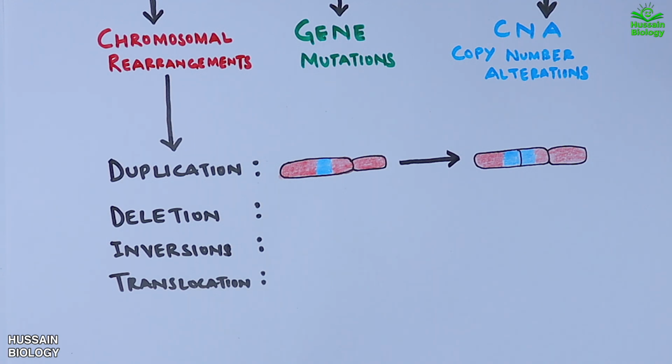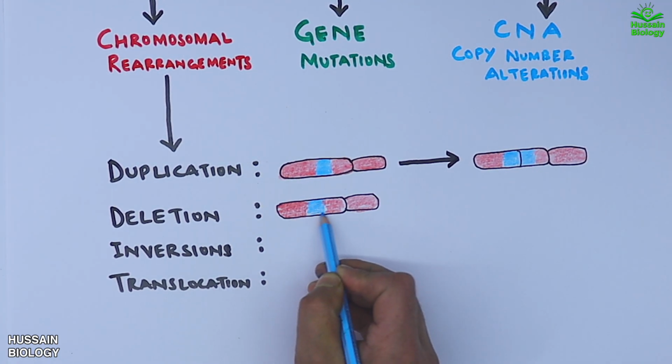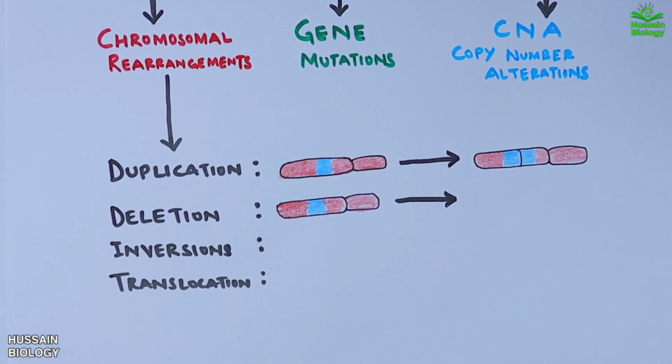Second is deletion. In this case, a segment of chromosome is lost. The image clearly shows that a portion containing blue gene sections is missing. This loss may involve tumor suppressor genes, which normally prevent cells from dividing uncontrollably. Without these genes, the cell loses its ability to regulate growth.